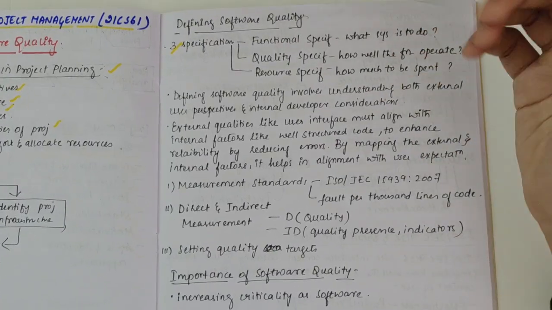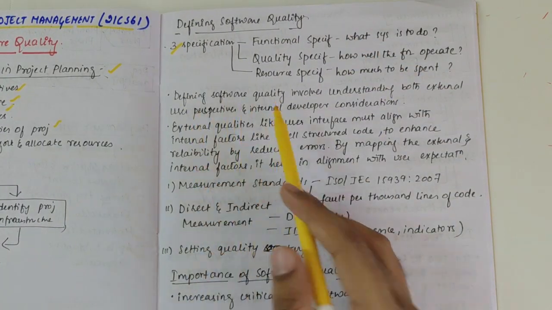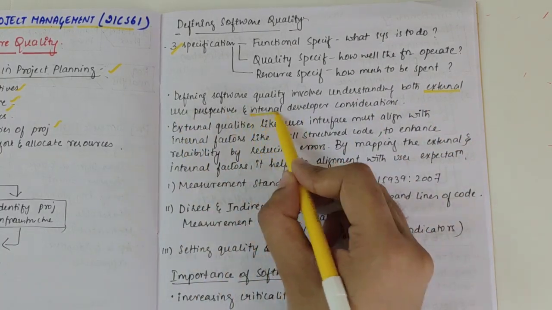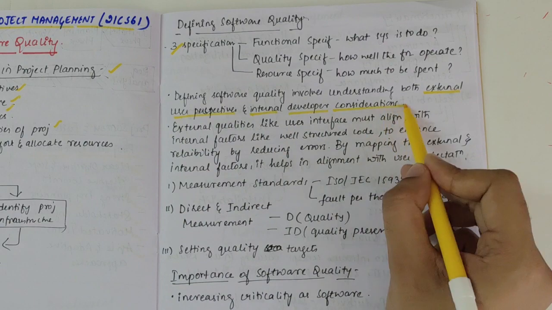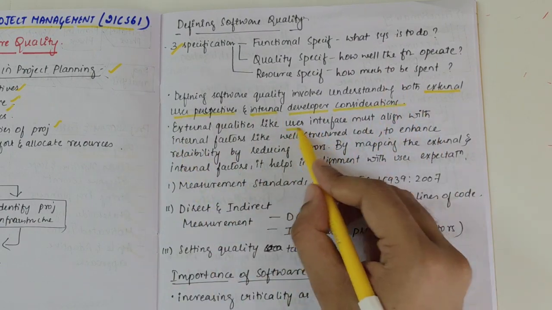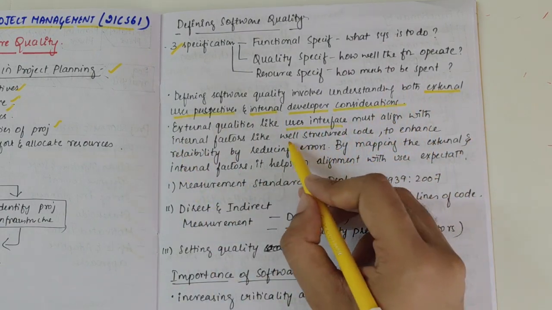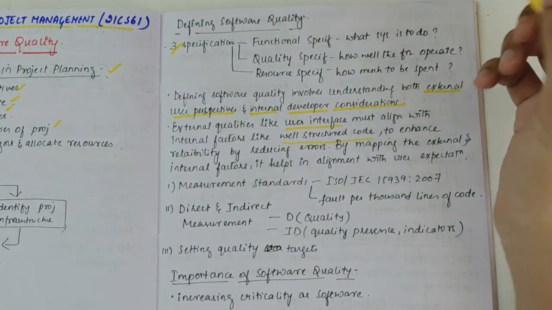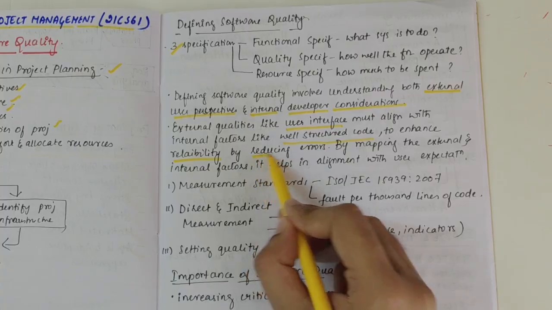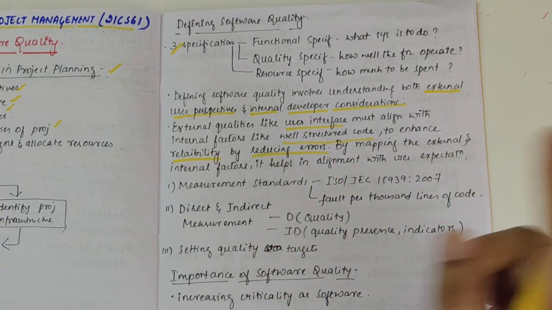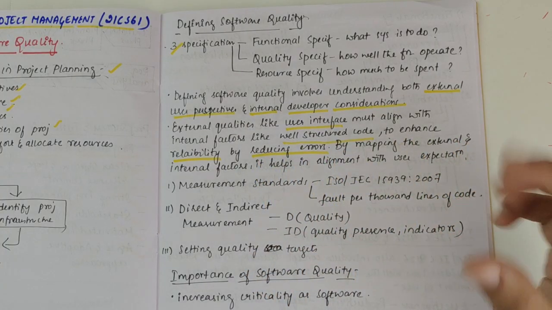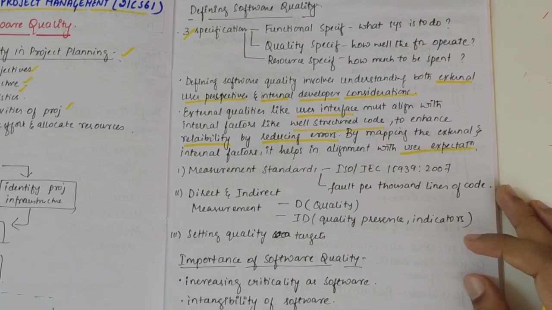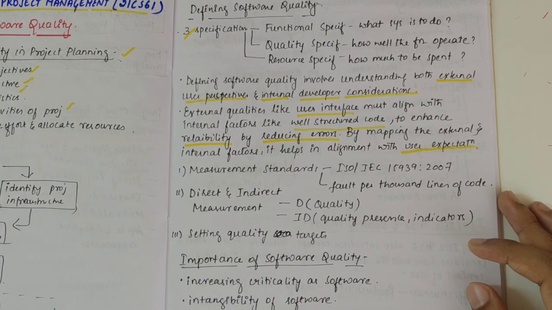Next, defining software involves understanding both external user perspectives and internal developer considerations. External qualities like user interface must align with internal factors like well-structured code. When these two align together, we can enhance reliability by reducing errors. Mapping these external and internal factors helps us align with the user or customer expectations.